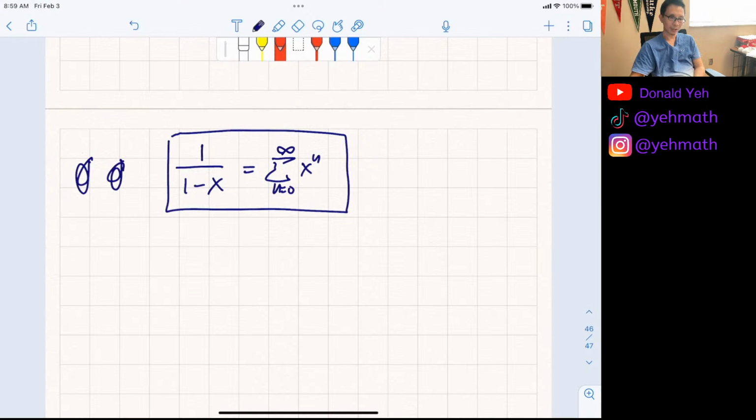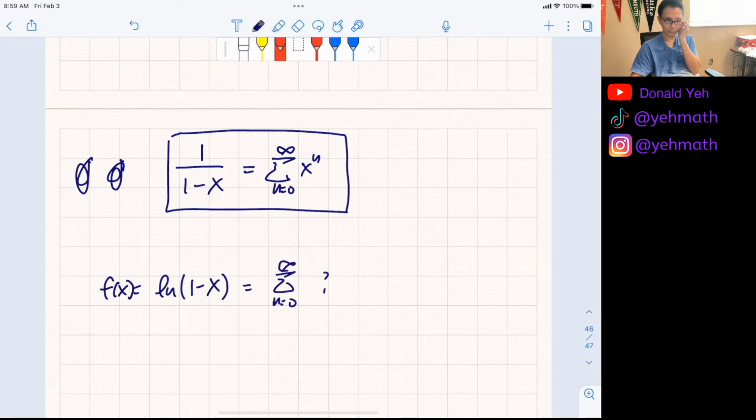The next function that we care about is f of x equal to natural log of 1 minus x. How do you get from here? What would the sum from n equal to 0 to infinity of something be? Let's think about it. If I have 1 over 1 minus x, what can I do?